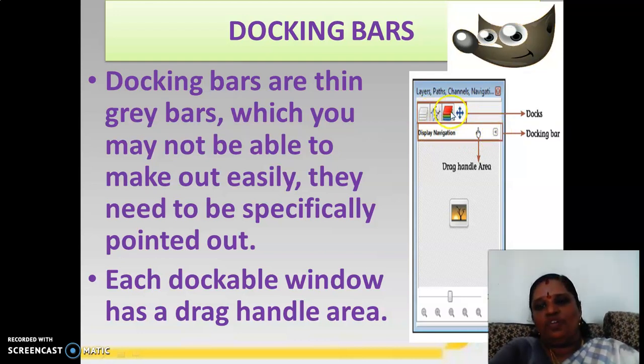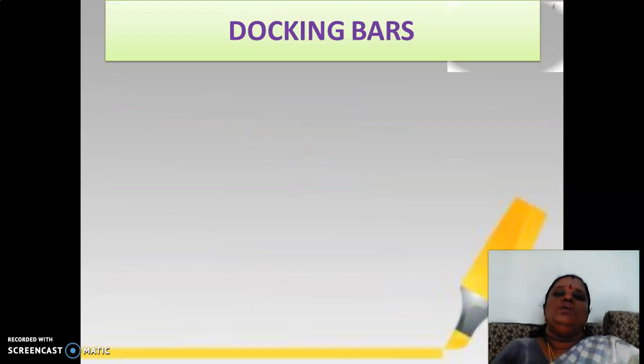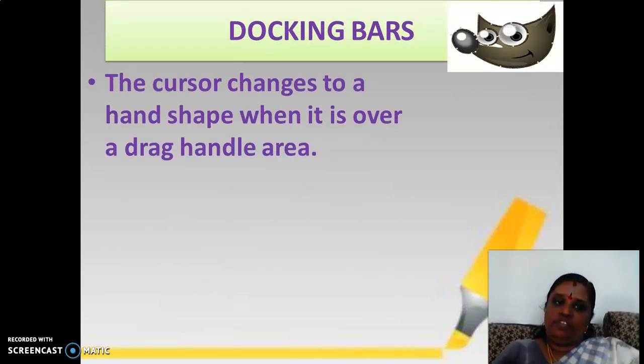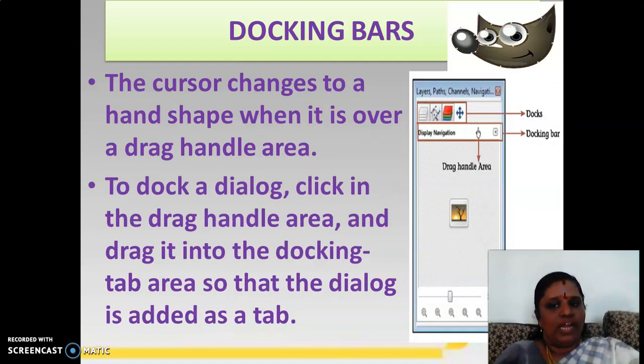These are all called docks. This whole set of four things here is called a dock, and this is the drag handle area. The handle will be here in the shape of a hand, a hand-shaped drag handle area. The cursor changes to a hand shape when it is over a drag handle area.